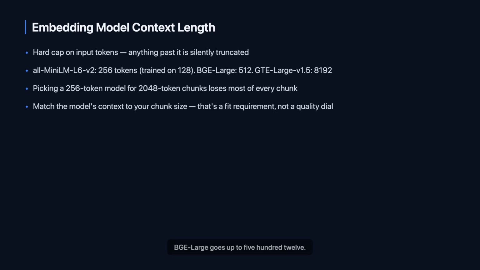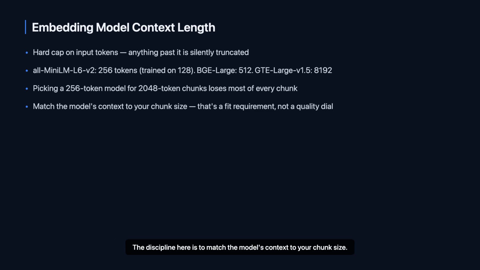BGE large goes up to 512, GTE large version 1.5 jumps all the way to 8192. This is exactly what bit DataDino on attempt 2. Remember, the recursive splitter we walked through earlier would have fixed their first failure, the genus-species split, but it wouldn't have caught this one. They pushed 2048 token chunks at a 256 token model and lost the vast majority of every chunk before it was ever embedded.